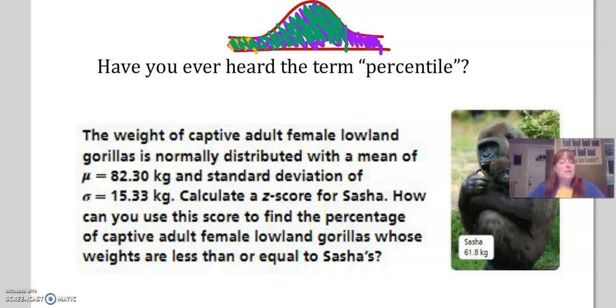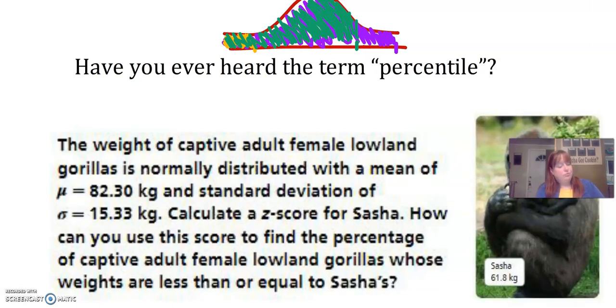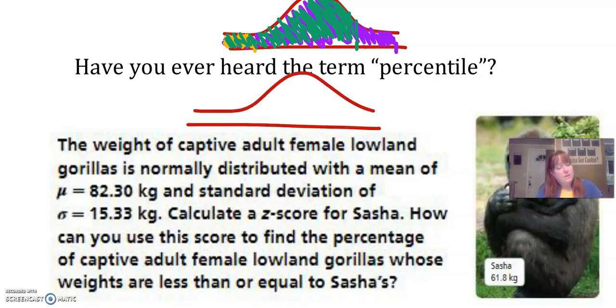So this is a normally distributed data set. All right, it's normally distributed. It has a mean of, so let's go ahead and we'll draw it right here, just so we can think about it. It has a mean of 82.3. It has a standard deviation of 15.33.